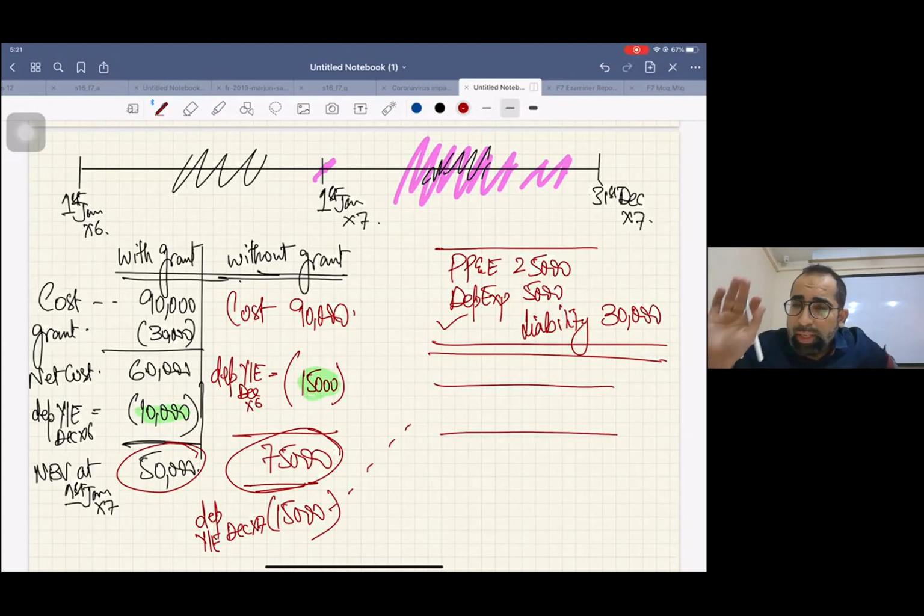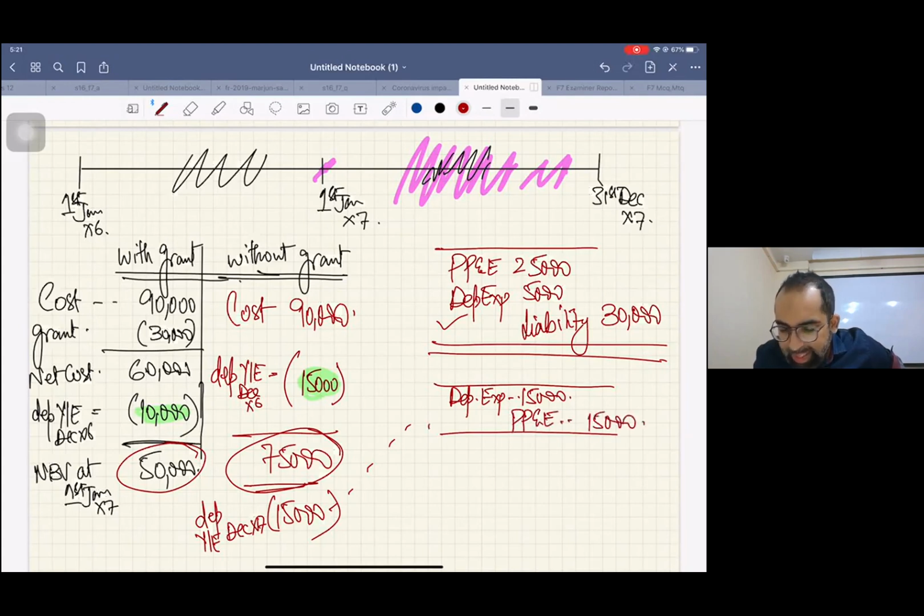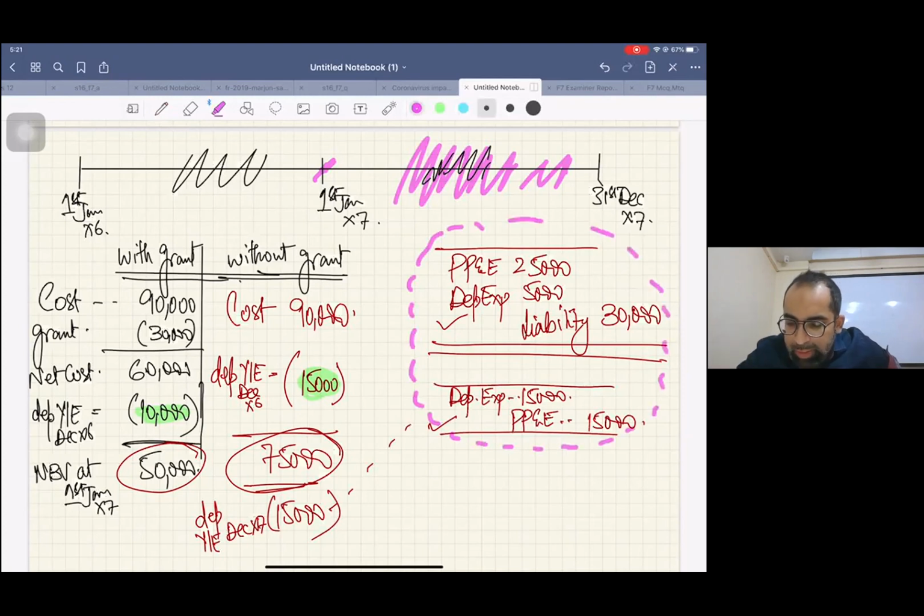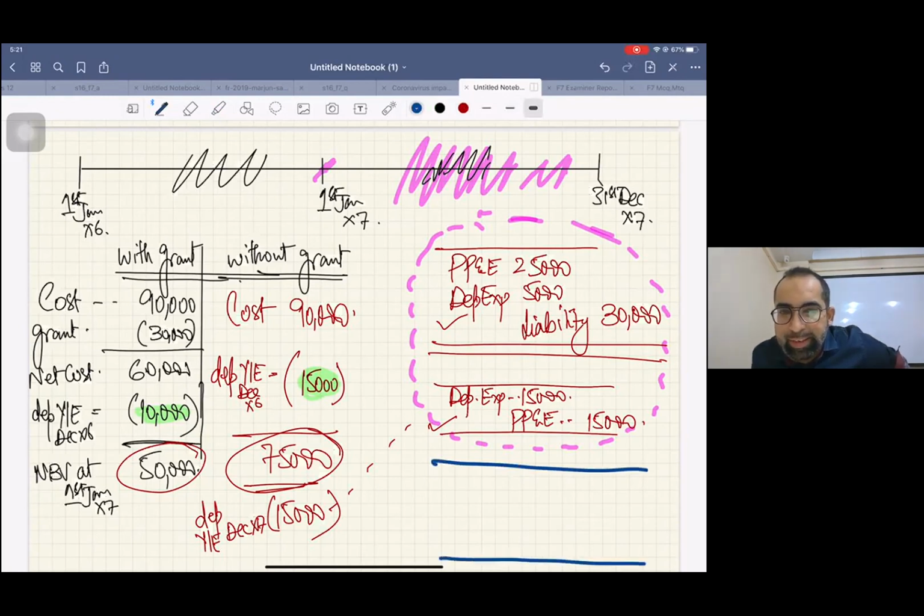Let's book the simple entry. Depreciation is your expense, so we'll debit depreciation expense by 15,000. And obviously because of depreciation expense, the value of the asset goes down, so your PPE will go down by 15,000. This is the second entry for this year. Now what you have to do, my dear students, just combine these two entries and you'll get full marks. Let me change the color and thickness of the pen. If you have brain, just combine these two entries.